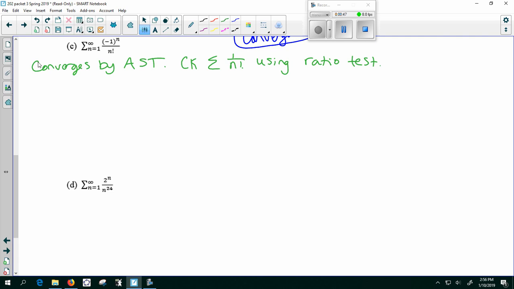So the ratio test says take the limit as n goes to infinity of a sub n plus 1 over a sub n. And if that comes out to a value less than 1, then we get convergence. Greater than 1, we get divergence. Equal to 1, we know nothing. We have to use another test.